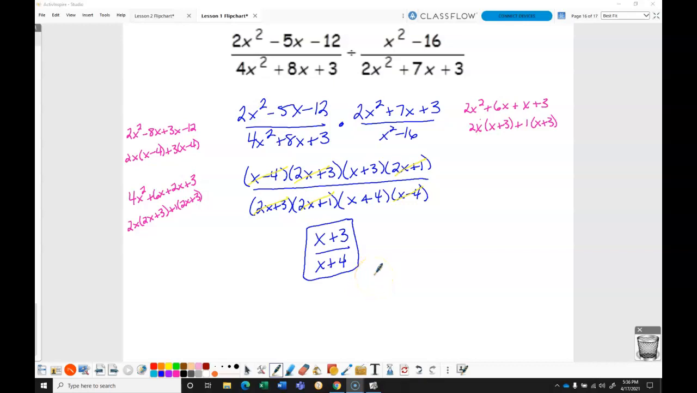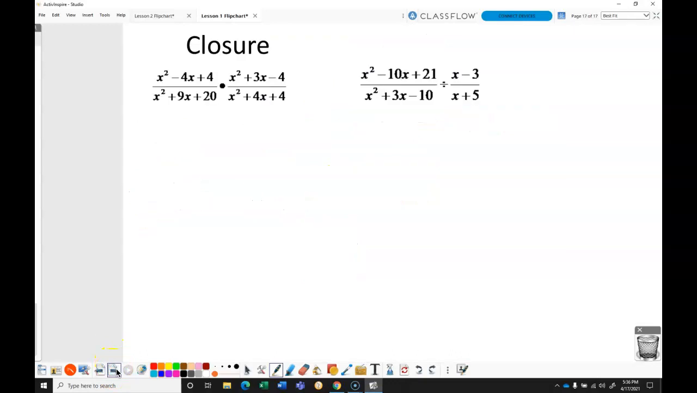So it was a little bit more difficult to get the factors, but you can see it ended up pretty nice in the end. All right, so what you're going to do now is you're going to go do the closure. You have one multiplication problem and one division problem on the closure. So make sure you get that done and you get that submitted so you can get a grade for today's class. Next class, we're going into addition and subtraction.